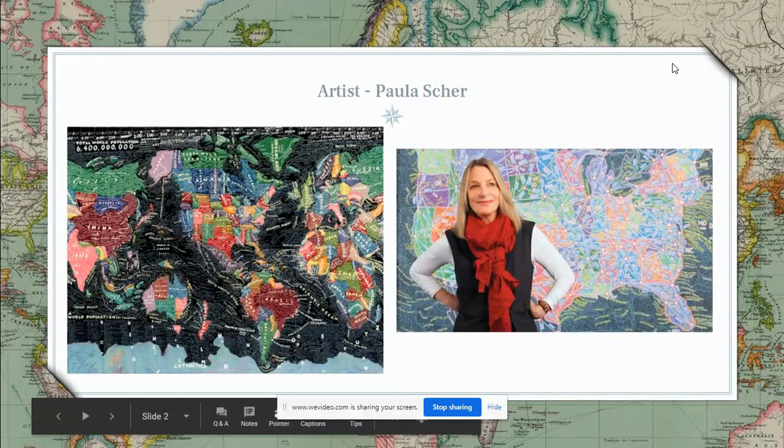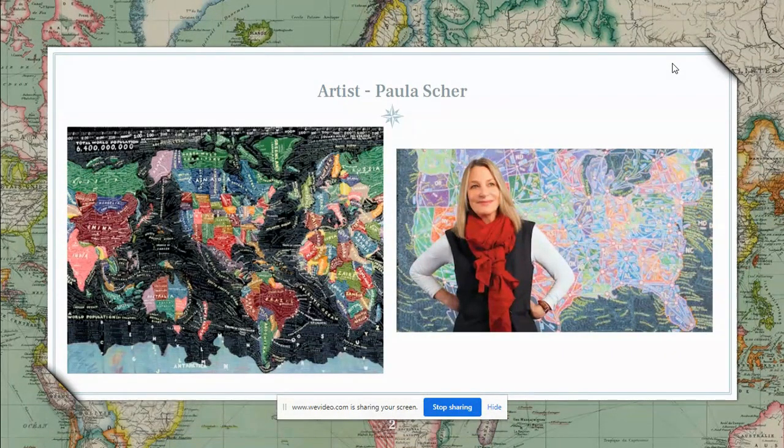First, we're going to take a look at an artist. This is Paula Scher, and she is a graphic artist, but she also creates these really intricate maps. And you can see some of her map art behind her there, and then also this whole world map. And she does travel quite a bit around the world as a graphic artist. And then she started doing these maps with all these words.